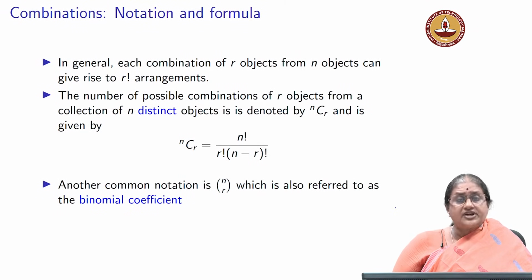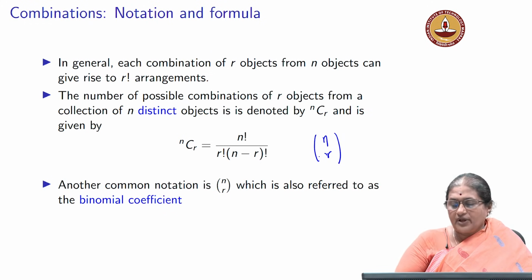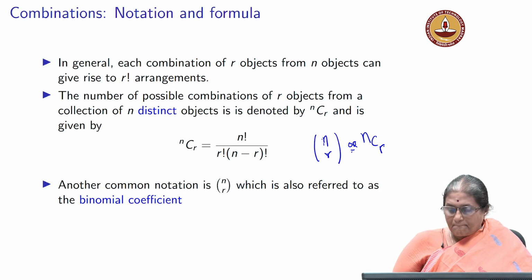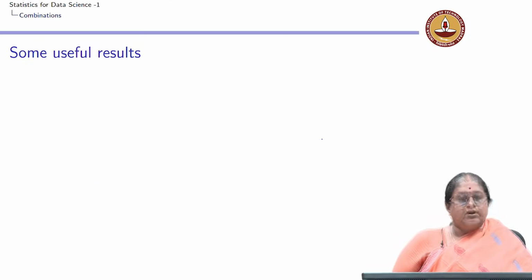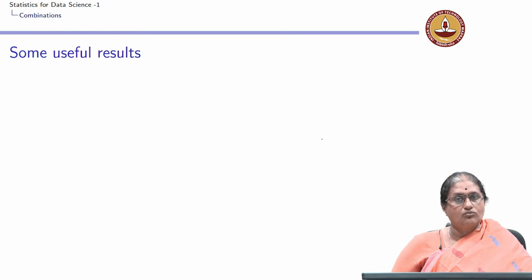Another common notation which is used by many authors and books is the stacked n over r notation. This is also referred to as a binomial coefficient. Some of the books use this. Either of these notations is fine. Now, some useful combinatorial identities, which will help us understand more about the combinatorial formula.